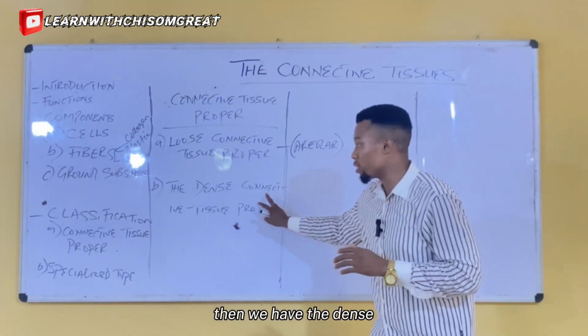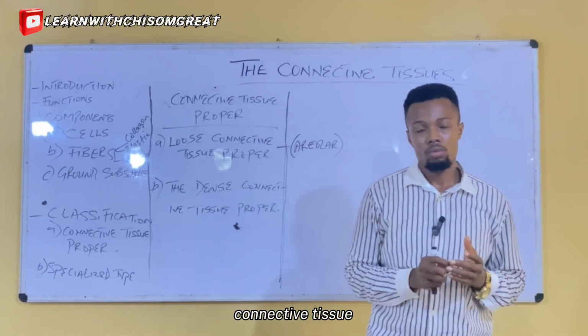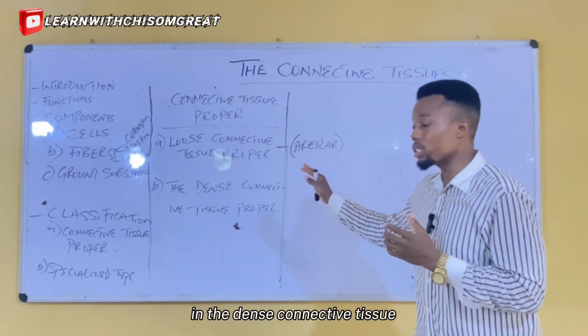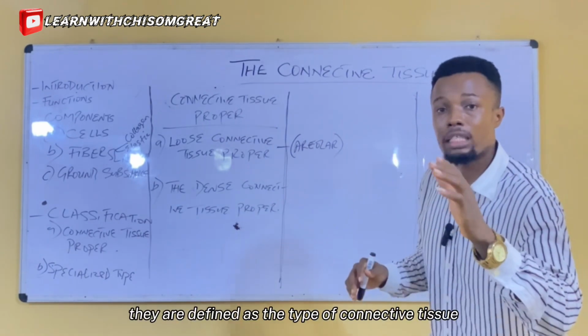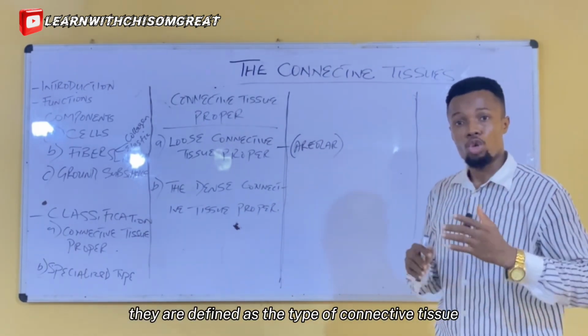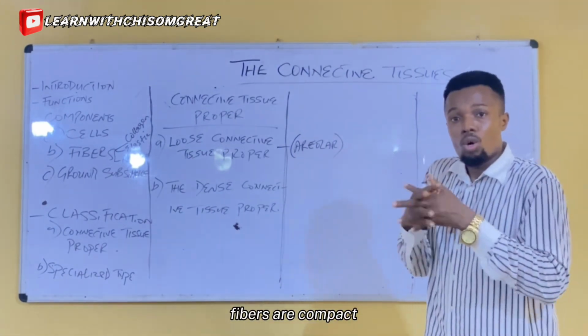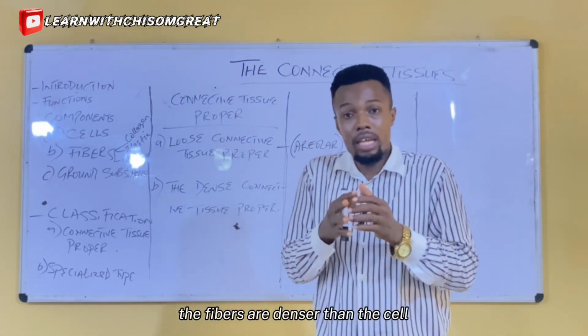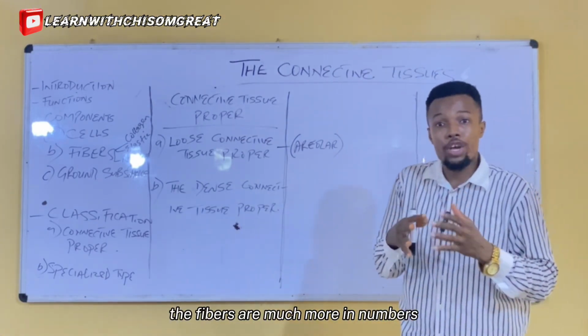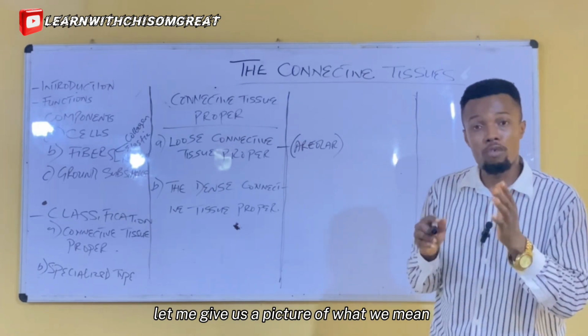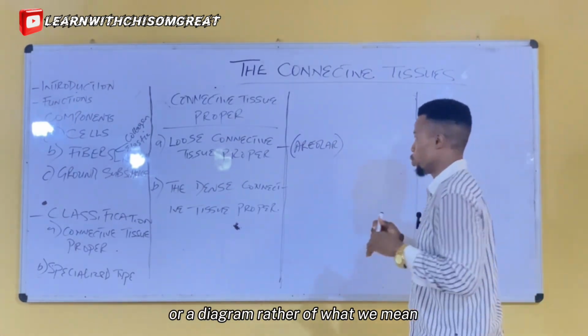Then we have the dense connective tissue. In the dense connective tissue, they are defined as the type of connective tissues where the fibers are compact, or the fibers are denser than the cells. The fibers are much more in numbers when compared to the cells. Let me give us a picture, or a diagram rather, of what we mean.